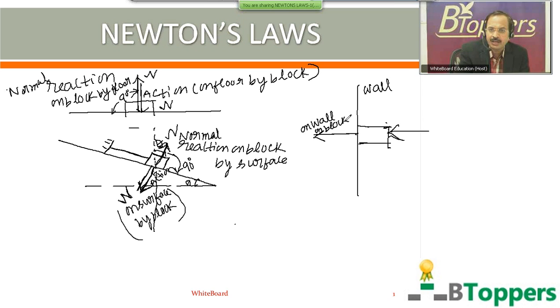So the horizontal force exerted on the surface of the wall by the block acts towards left side. According to Newton's third law, to every action there is always an equal and opposite reaction. Here the action is the force exerted on the surface of the wall by the block, which acts towards left side. So the reaction will be opposite to the action. So the reaction will be directed towards right.